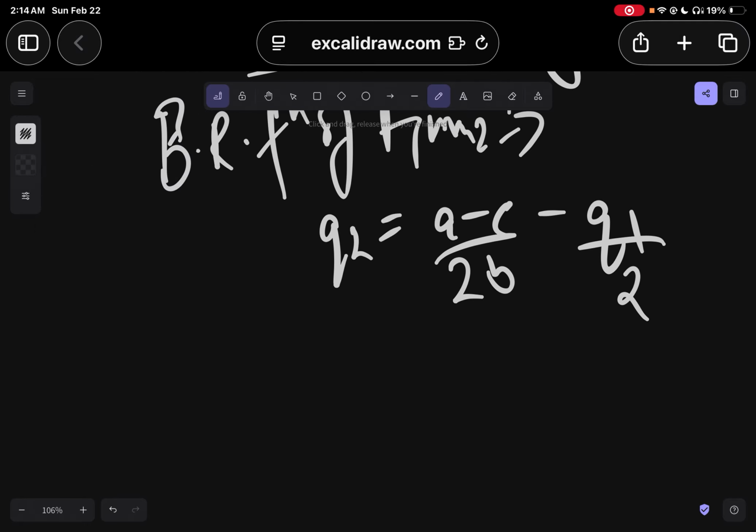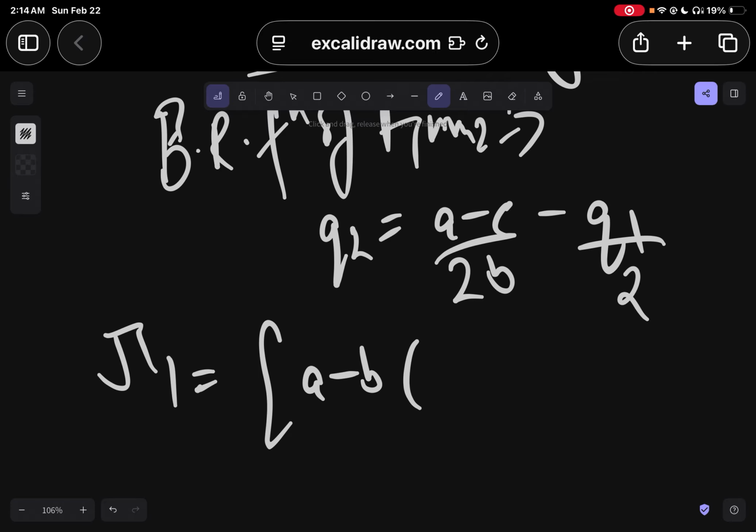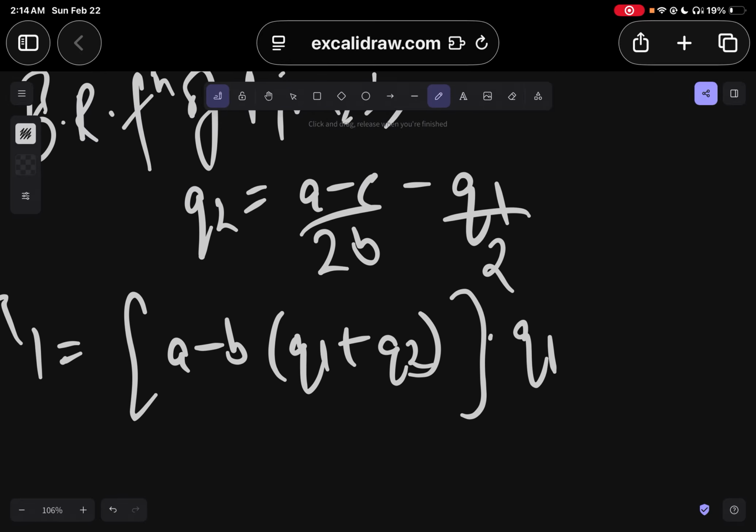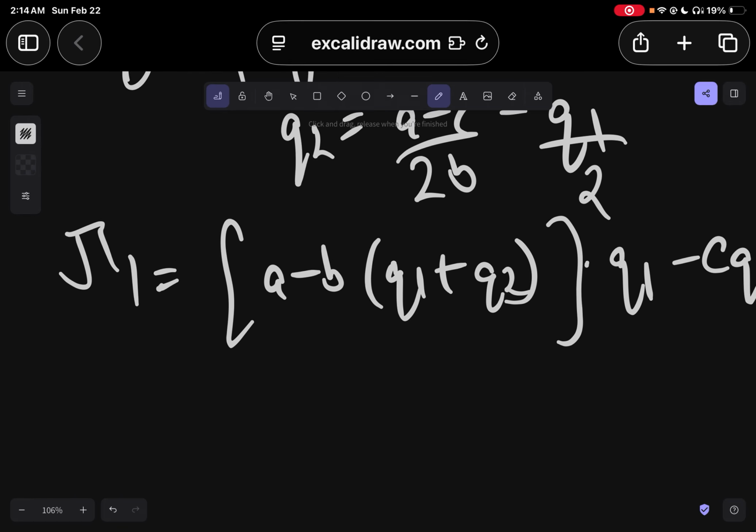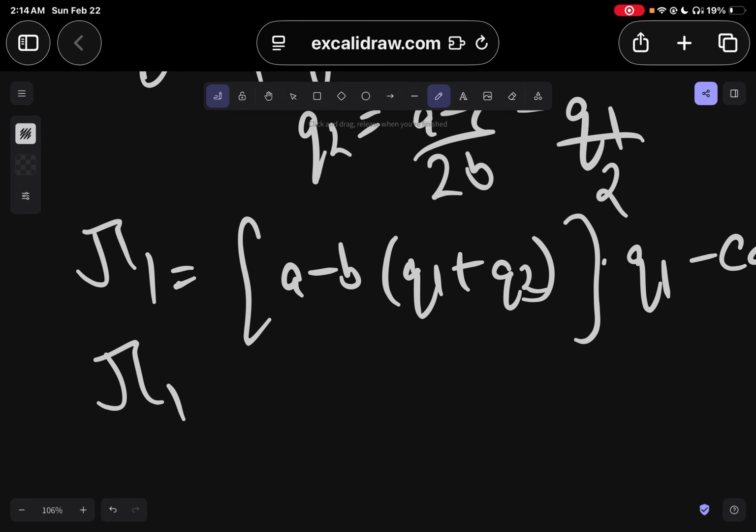So for pi 1, which is the profit of firm 1, it will be A minus B times Q1 plus Q2, the same procedure, nothing different, multiplied by Q1, minus CQ1. Pi 1 is equal to A minus C.